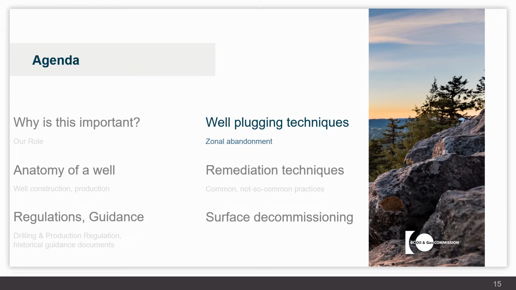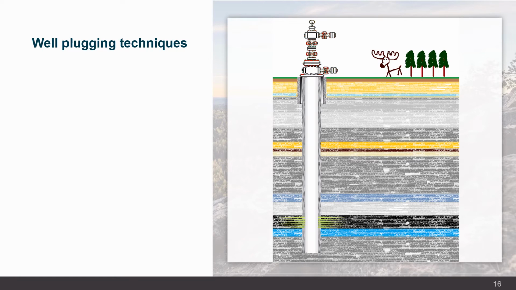Now, let's explore some commonly used well plugging techniques, including those that are used for zonal abandonment of a completed interval. The well shown here has reached the end of its productive life. You can see that the tubing string, bottom hole pump, and pump jack have all been removed. Let's take a closer look at the completed interval, because that's where most of the action happens when doing a zonal abandonment. In this case, the permit holder is choosing to use the most common technique used for zonal abandonment, which is to install a bridge plug and cement cap above the completed interval.